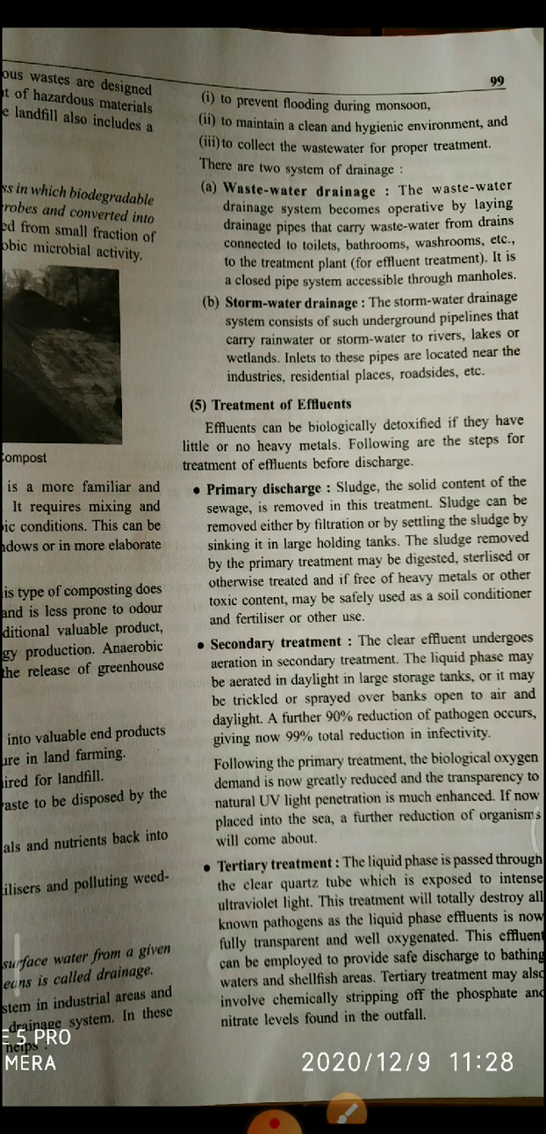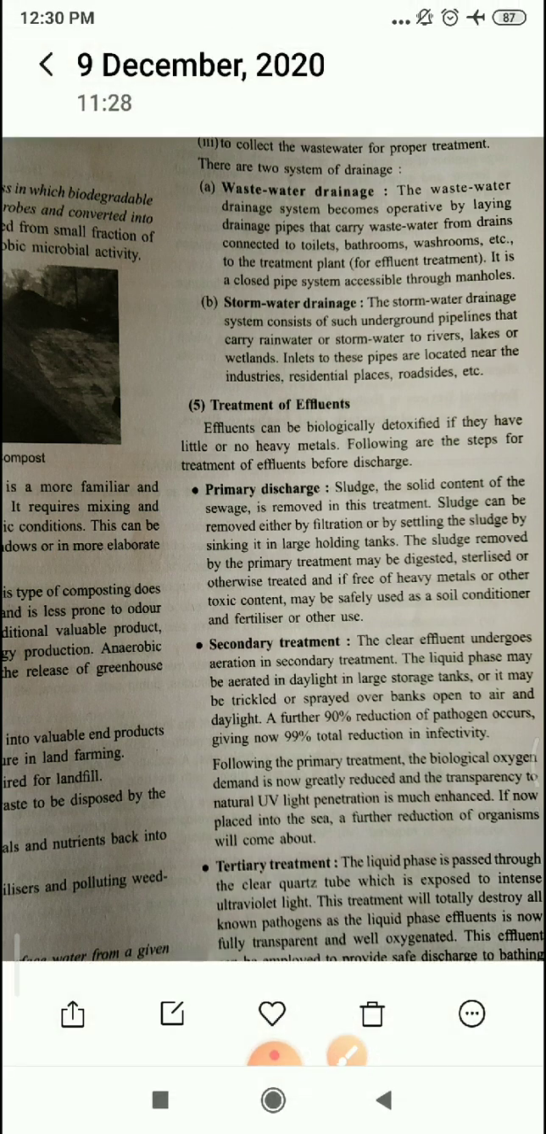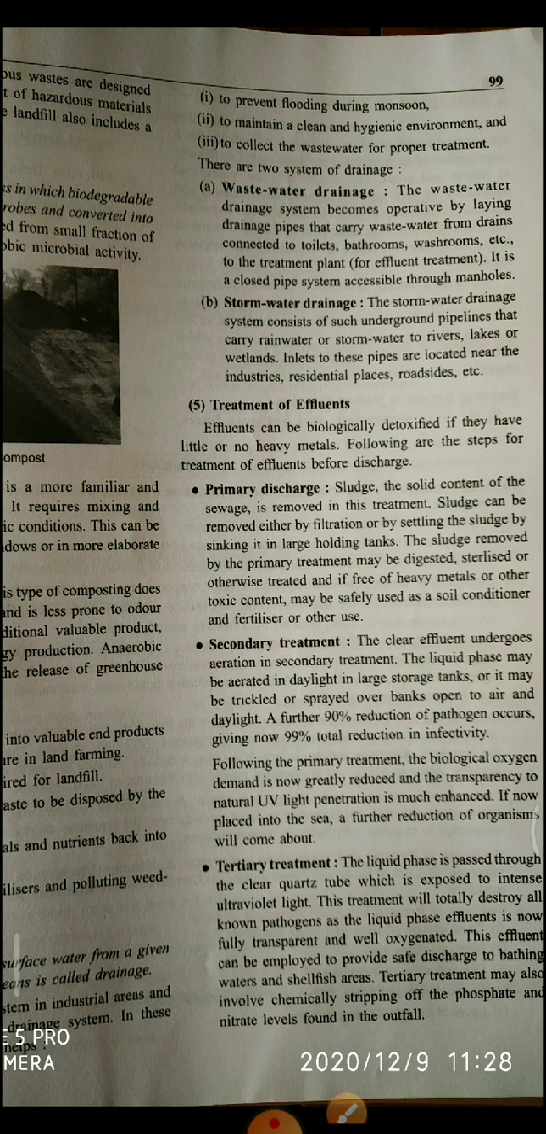Effluents can be biologically detoxified if they have little or no heavy metals. Following are the steps for the treatment of effluent before discharge: primary treatment, secondary treatment and tertiary treatment. In primary treatment, the solid content of the sewage, the sludge, is removed first. Sludge can be removed either by filtration or by settling the sludge by sinking in large holding tanks. The sludge removed by the primary treatment may be digested, sterilized, or otherwise treated until it's free of heavy metals or other contaminants.